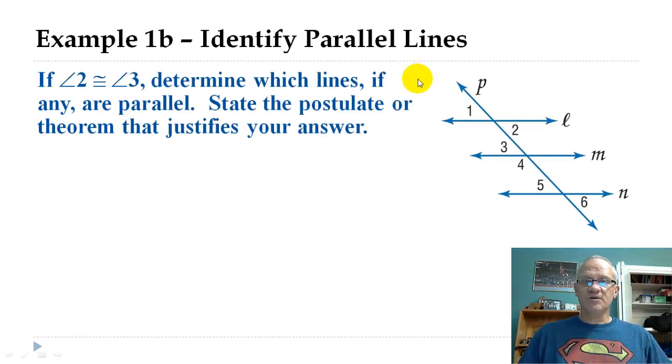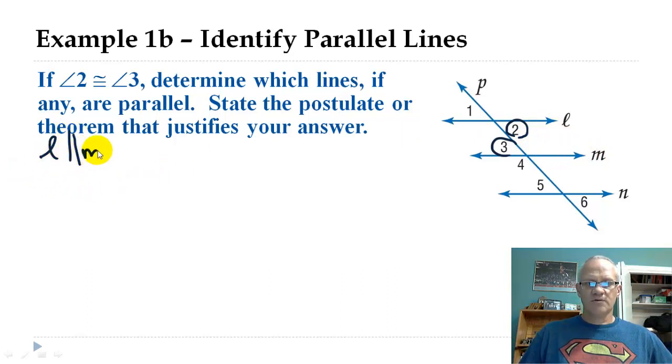This time 2 is congruent to 3. All right, so here's 2 and here's 3. So again, see which lines those are attached to. Angle 2 is made up partially of L and P, and 3 is made up of M and P. So the two lines that they're attached to here are what? L and M.